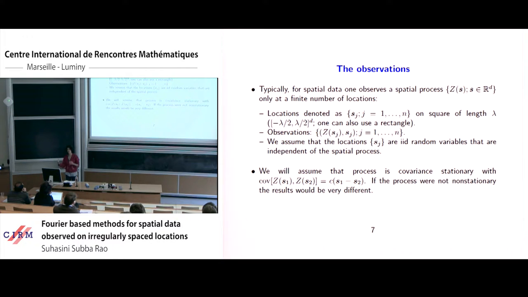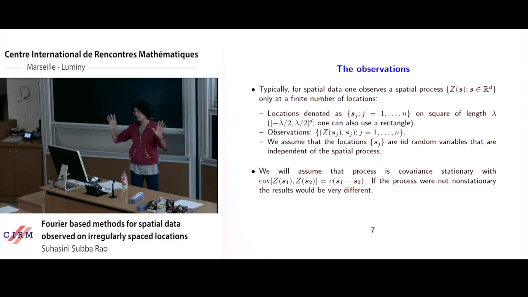so the asymptotic setup, what I'm assuming about the variables I'm considering. So basically what we have is a spatial random field over R^d, okay, but it's only observed at a finite number of locations. And the locations we're going to denote by s_j, and there are n of them. And they're basically going to be on some lambda cube. That's basically what we observe, all right? So we're observing Z(s_j) at the locations s_j, and we have n of them.